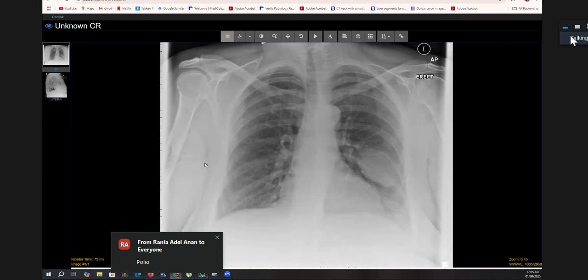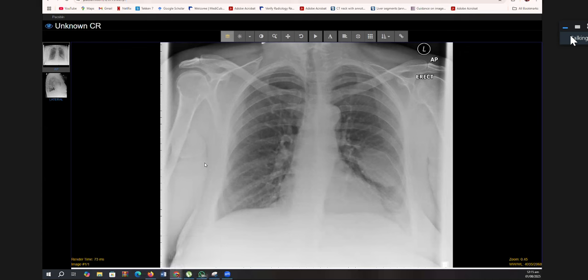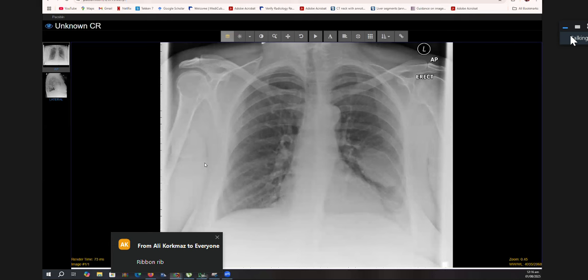Now, is this lesion completely surrounded by lung, or is it well defined in only some parts? Laterally it is not well defined. It is also causing scalloping of the rib as well. So what does that suggest? That suggests it is likely posterior mediastinal.